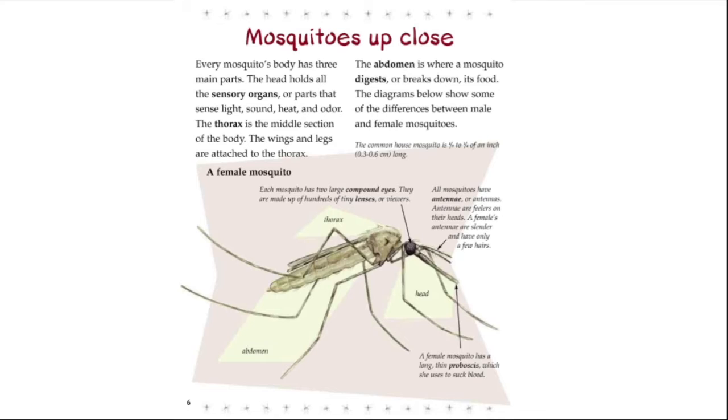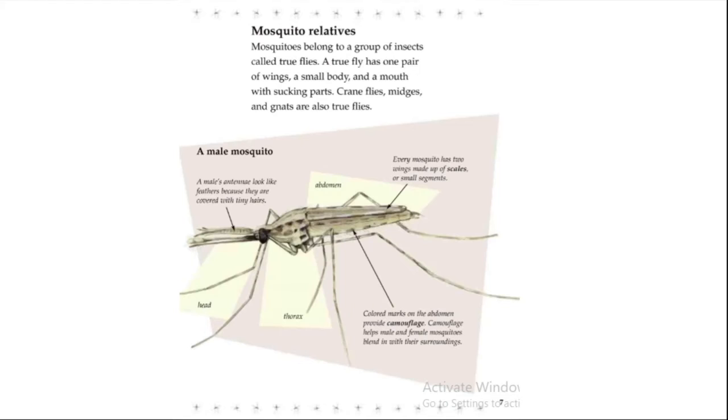Each mosquito has 2 large compound eyes. They are made up of hundreds of tiny lenses, or viewers. All mosquitoes have antennae, or antennas. Antennae are feelers on their head. A female's antennae are slender and have only a few hairs. A female mosquito has a thin, long proboscis which she uses to suck blood.